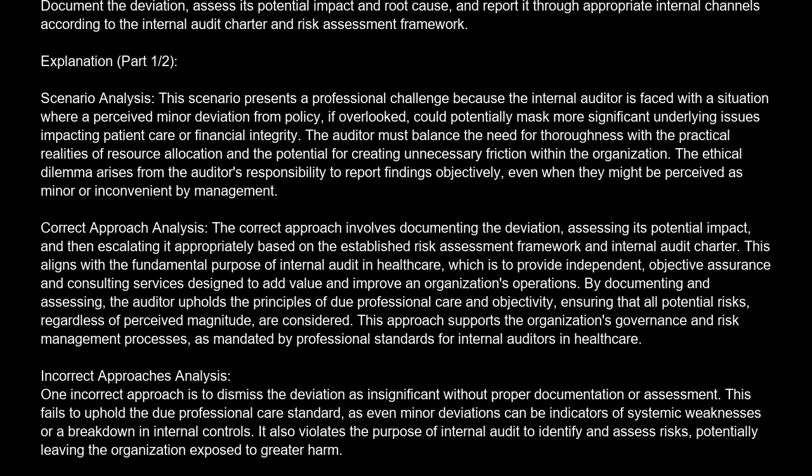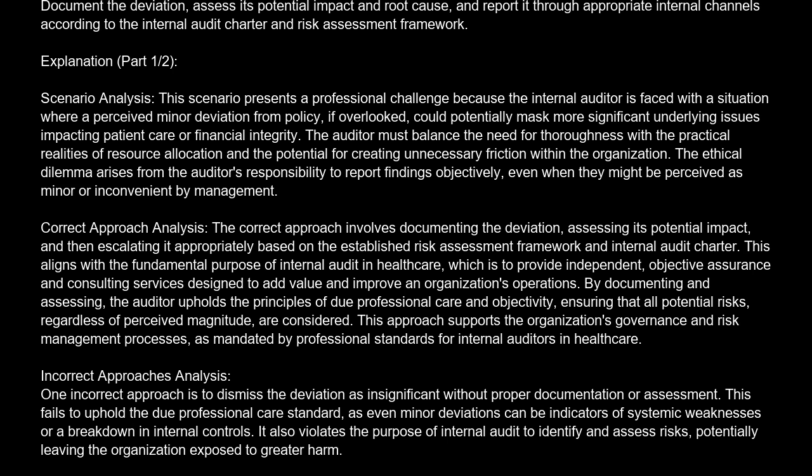Explanation. Scenario analysis. This scenario presents a professional challenge because the internal auditor is faced with a situation where a perceived minor deviation from policy, if overlooked, could potentially mask more significant underlying issues impacting patient care or financial integrity. The auditor must balance the need for thoroughness with the practical realities of resource allocation and the potential for creating unnecessary friction within the organization. The ethical dilemma arises from the auditor's responsibility to report findings objectively, even when they might be perceived as minor or inconvenient by management.